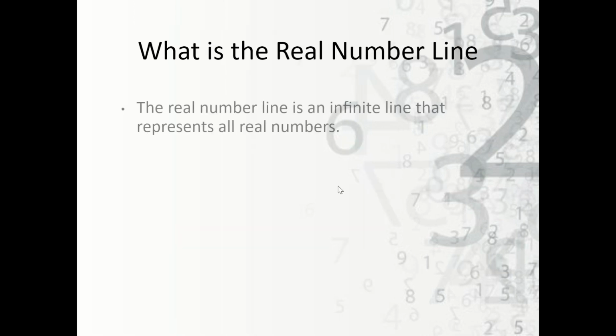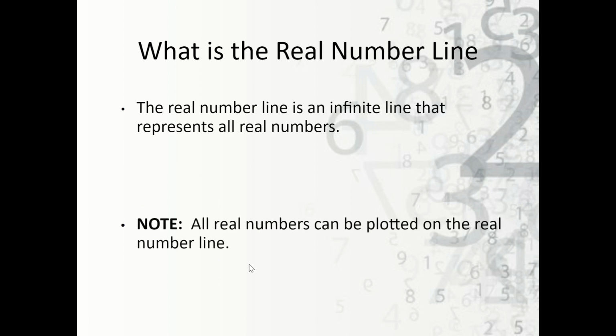What is the real number line? The real number line represents an infinite line that represents all real numbers. So note that all real numbers can be plotted on the real number line. Even pi, e, square root of 2, any of those numbers can be found on the real number line. The only numbers that can't be found on the real number line are complex numbers or imaginary numbers.